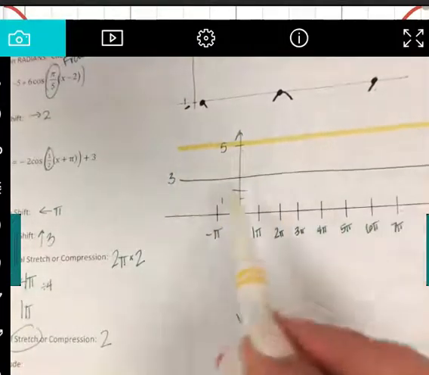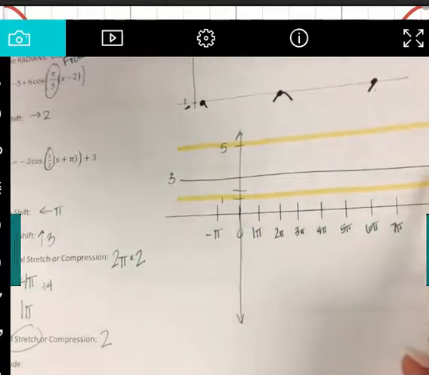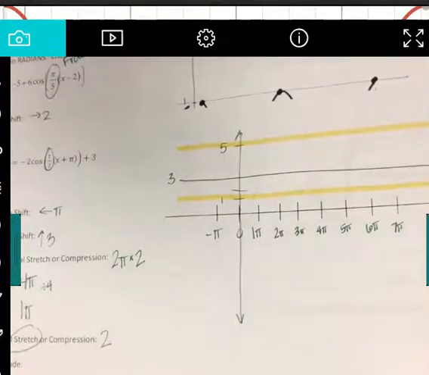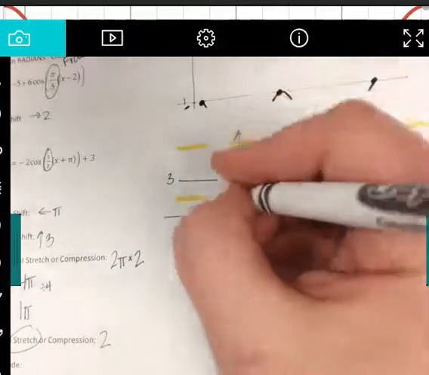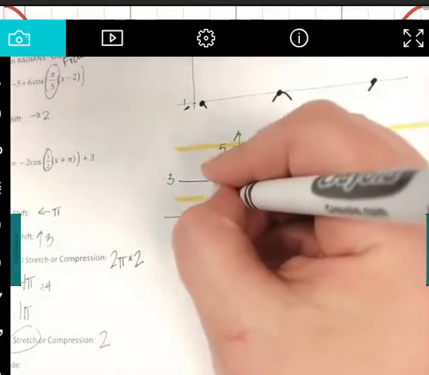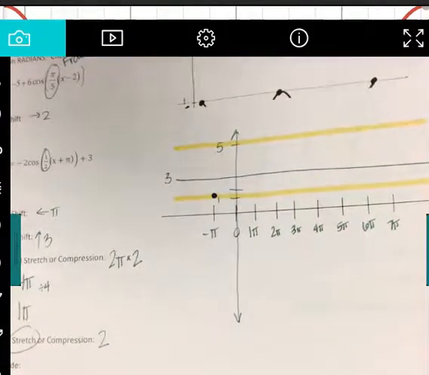Now, are you noticing the negative? Normally, cosine starts up. Where do you think this cosine is going to start? Down. Abajo, sí, por supuesto. So, primero, poner el punto aquí. Porque es negativo en frente del 2.